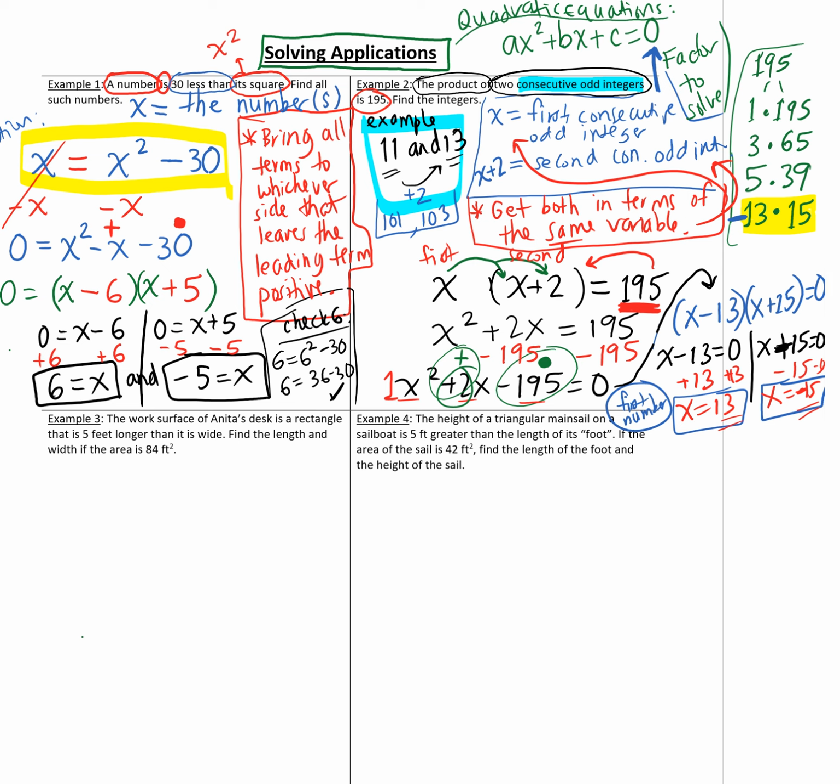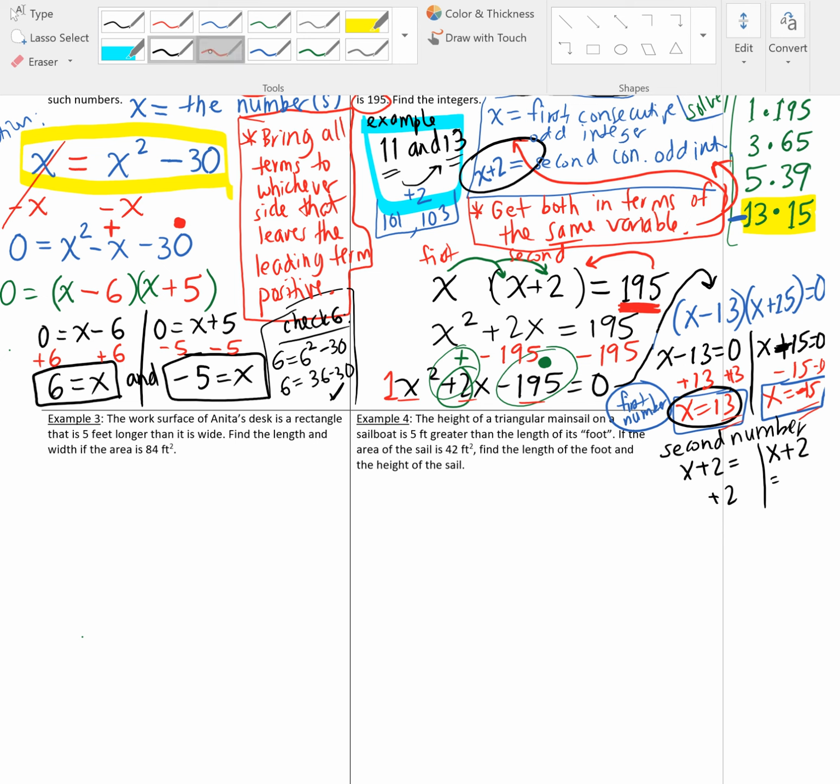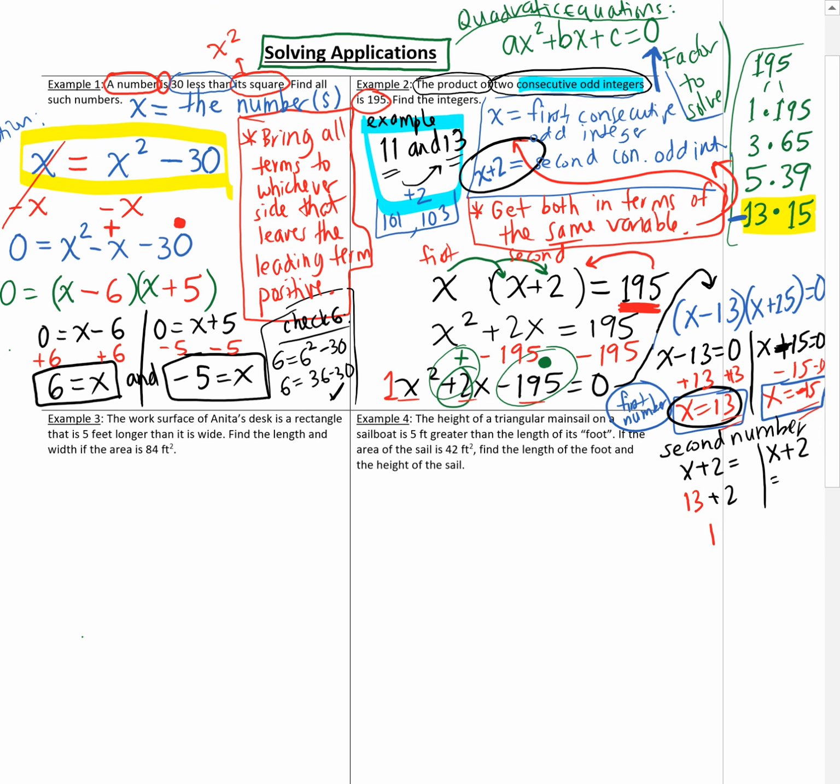I have to find the second number, because they want to know what both of them are. And remember that the second number, in either case, we wrote it up here as x plus 2. So if I take either of these x values and substitute them into x plus 2, I'll be able to figure out what the other one is. The first one I got was x equals 13. That would mean x plus 2 is 13 plus 2, or 15. Okay, so there's one pair of numbers. If x is 13, that's the first number, and the second number is 15.